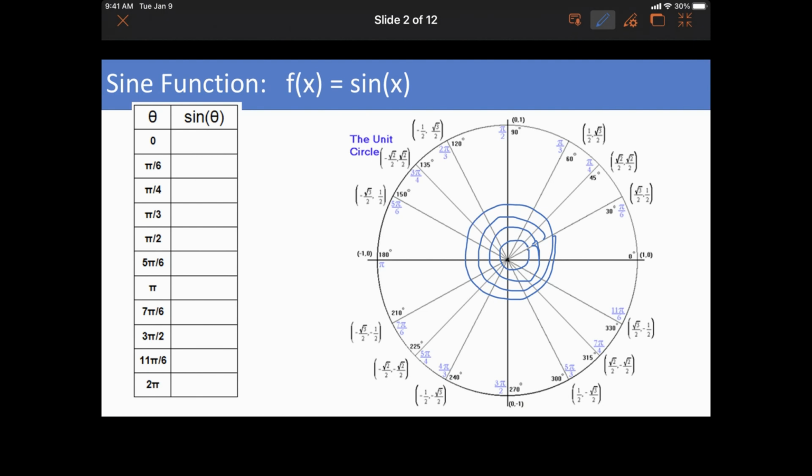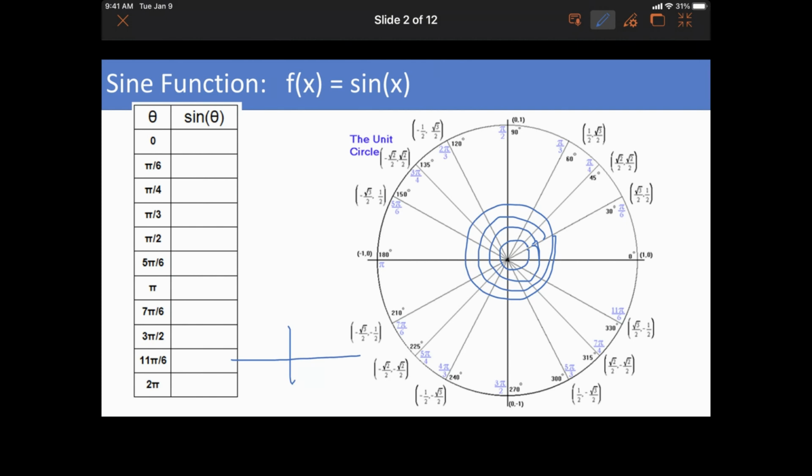So what we're going to do is take this circular thing and try to graph it horizontally on an x, y coordinate plane. What would it look like? Would the x and y still be x and y?